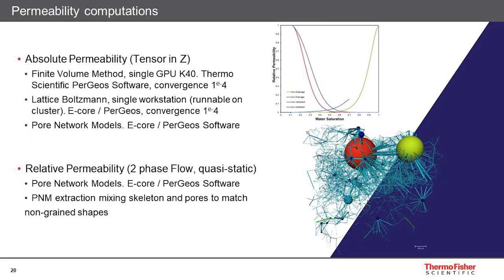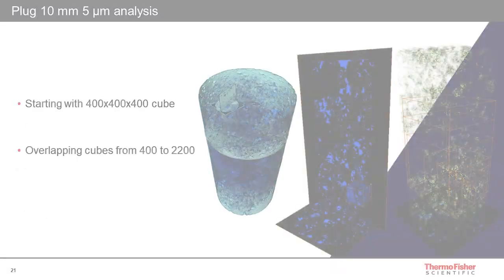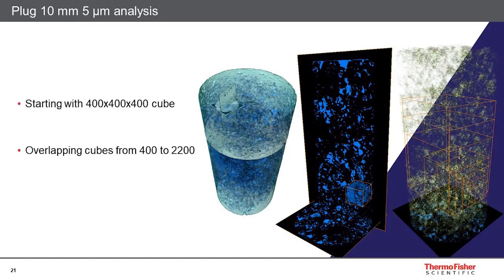Now that the pore space has been upscaled, we will conduct permeability experiments. The absolute permeability will be computed using three different methods: finite volume, Lattice-Boltzmann, and pore network model. The relative permeability will be computed using pore network models. The analysis workflow involves the research of an REV. In order to do so, we start with a 400 cube that is progressively extended to a 2000 cube in order to look for a convergence of the results.